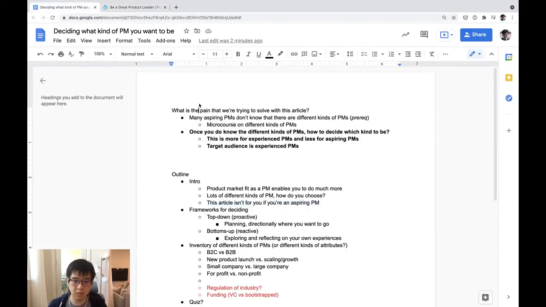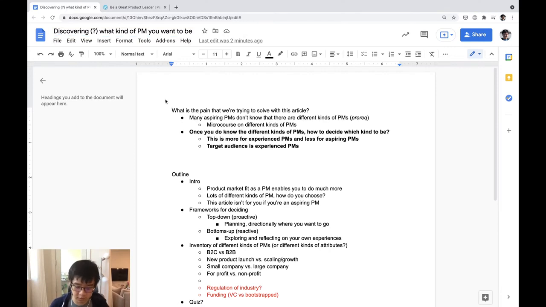And so the thing that I need to be careful with is when I'm talking about deciding what kind of PM you want to be, I think even the premise is wrong, right? It's not even like deciding, because that makes it sound too much like it's for aspiring PMs. It's more like discovering almost. And so discovering.